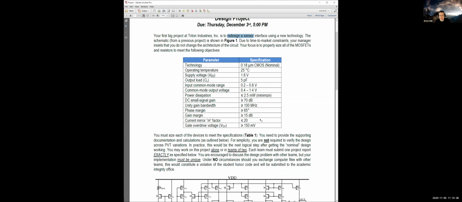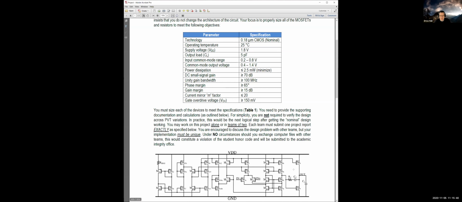I'm giving you an architecture for this particular circuit, and what you are asked to do is to find all of the sizes in order to meet this specification table that we'll talk about right here.